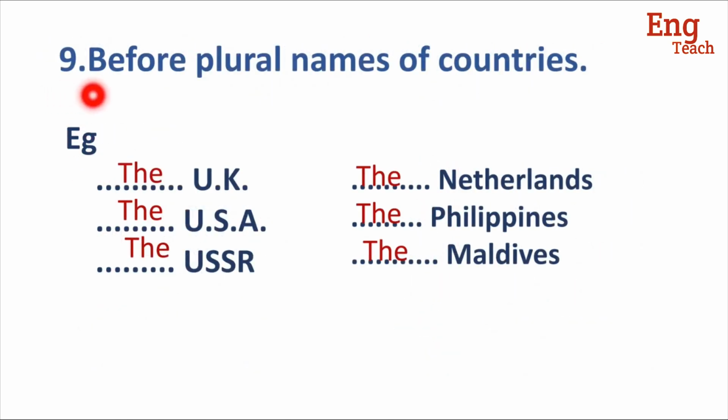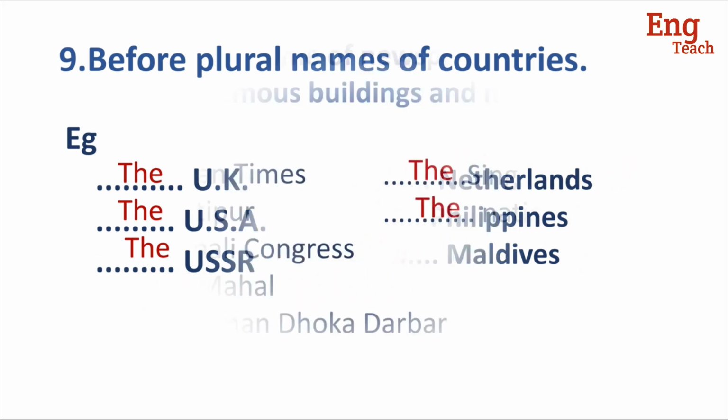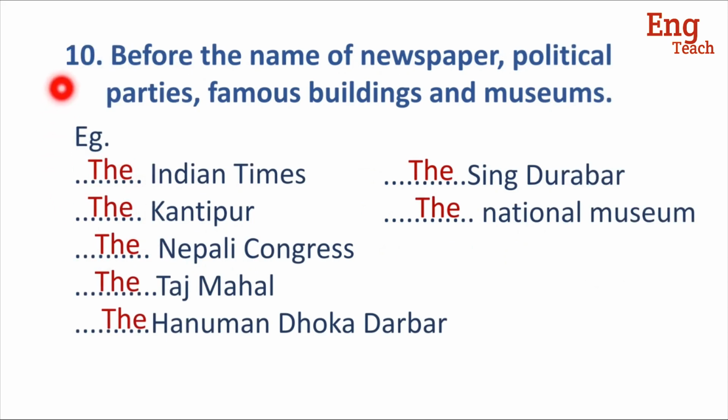Rule number 9. The is used before plural names of countries. For example, the UK, the USA, the USSR, the Netherlands, the Philippines, the Maldives. Rule number 10. The is used before the names of newspapers, political parties, famous buildings and museums. For example, the Indian Times, the Kantipur, the Nepali Congress, the Taj Mahal, the Hanuman Dhoka Darbar, the Singh Darbar, the National Museum.